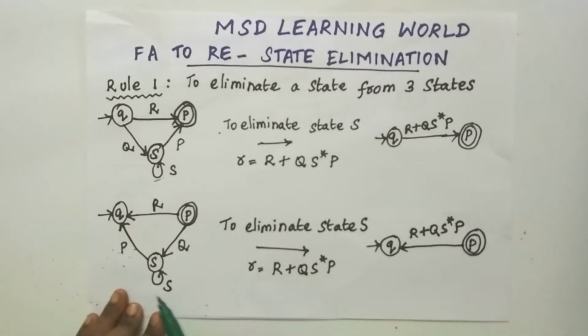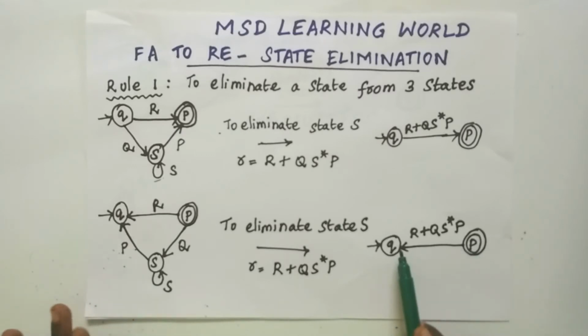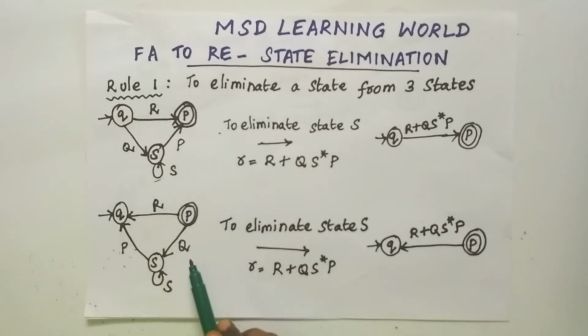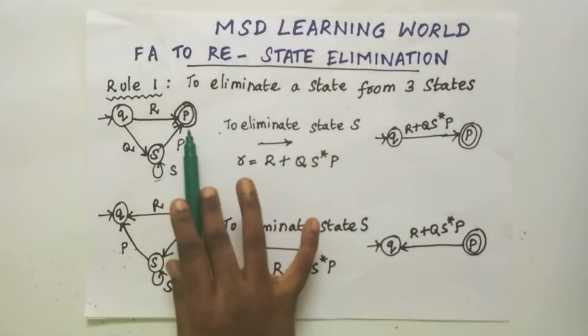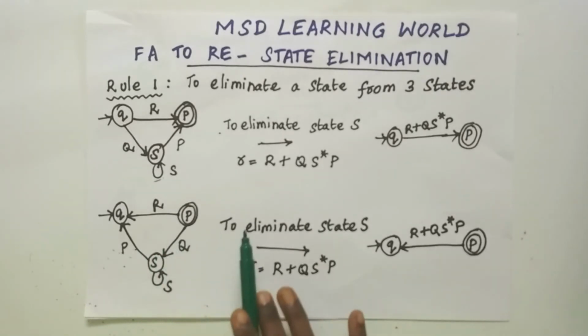So here the state S is eliminated and R equal to R plus Q S star P is returned for the path from P to Q. This is rule number 1 to eliminate an intermediate state with 3 states and by considering the path from Q to P and P to Q. This is rule number 1.